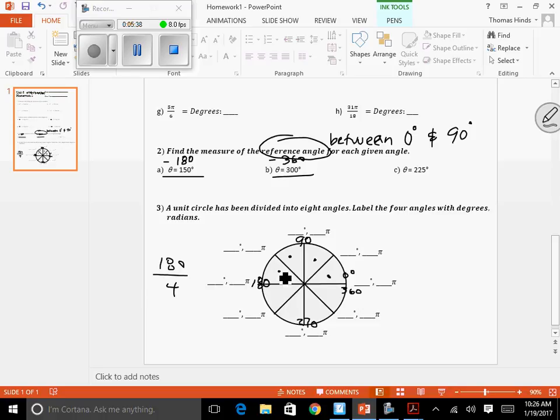Someone on the calculator, please do 180 divided by 4. 45. What that tells me is this: each one of these slices is 45 degrees. So for the first column, for the first coordinate that they're looking for, if I were writing it as a degree, I know this guy here is 0 degrees. His friend here is 45.